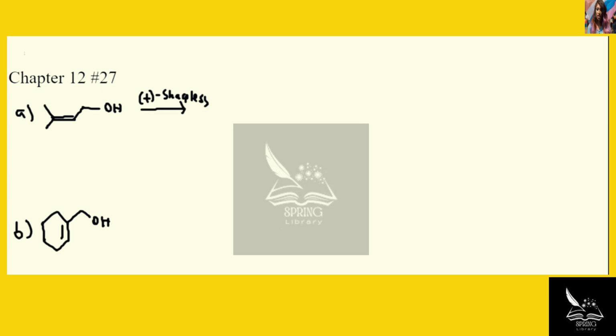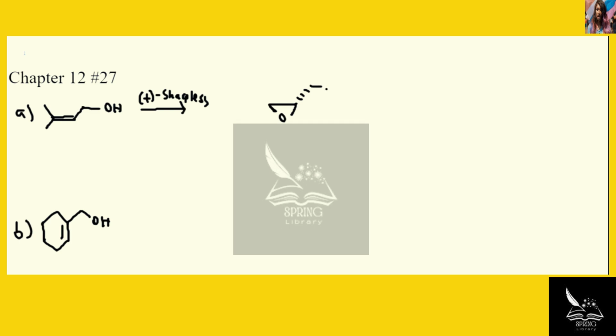Looking at A, it is already drawn in this configuration, so it's pretty straightforward. We're using the positive Sharpless reagent, and so the product here, the oxygen is going to come from below. To start, we can draw our carbon-carbon bond with our epoxide in there. Okay, so there's that, and then we just need to fill in our pieces.